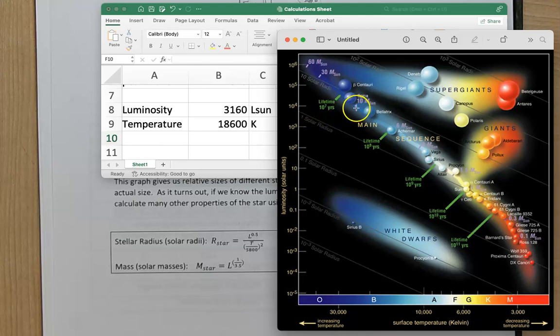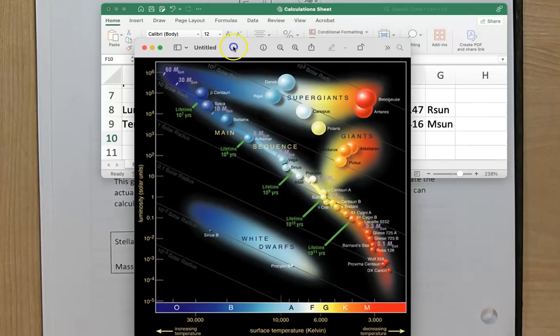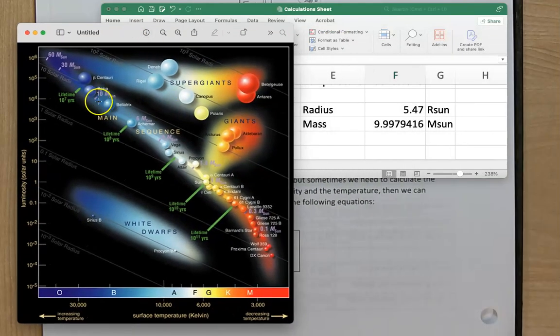So that star should be right about here on the HR diagram, which means that what's the mass? Well, hey, there it is. 10 solar masses right there. So we must have our mass about right. Just like we expected. Our math says that the radius should be 5.5 solar radii.